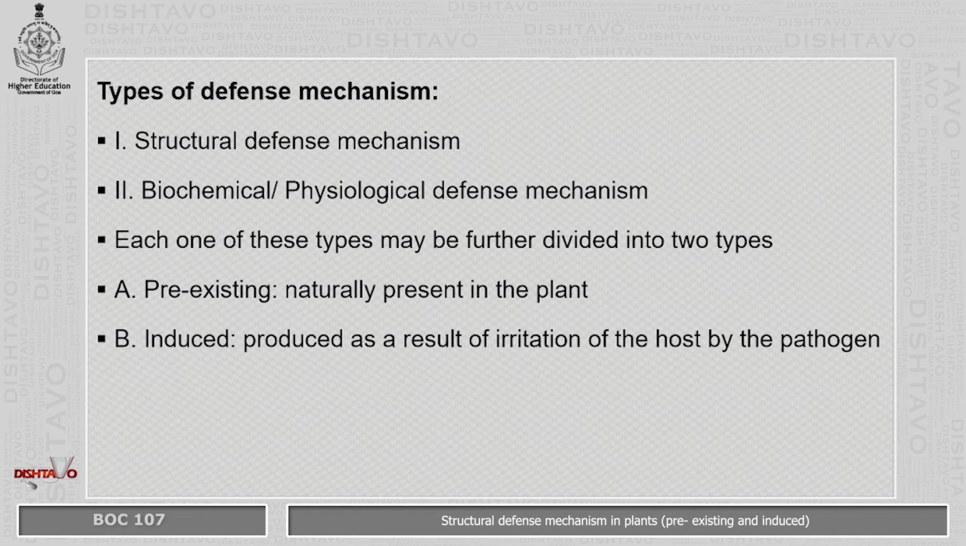So we look at the types of defense mechanisms. There are two types, that is structural and biochemical or physiological defense mechanisms. Each one of these types may be further divided into two types: pre-existing, that means naturally present in the plants, or induced, meaning these defenses are produced as a result of irritation of the host by the pathogen.